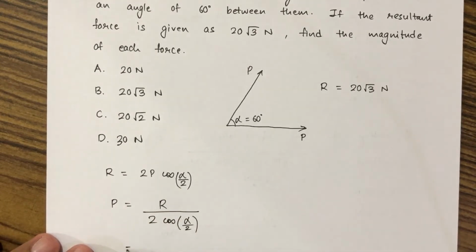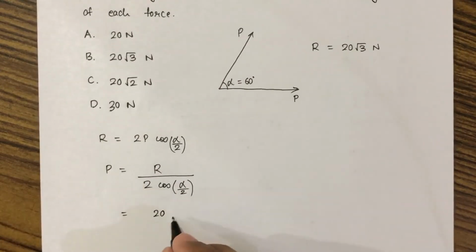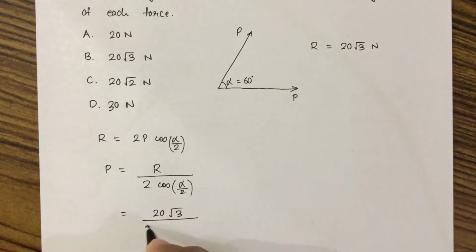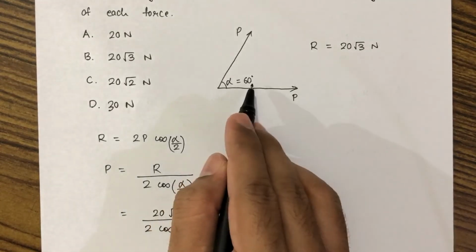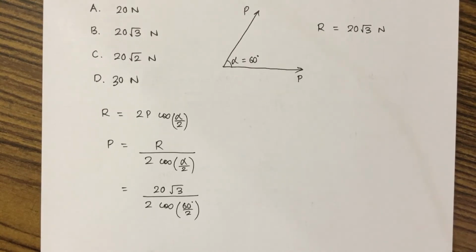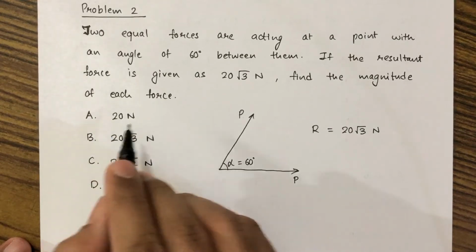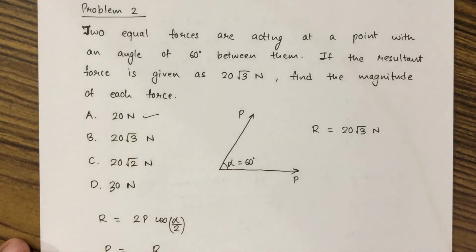And here we have the values now. R is 20 root 3 upon 2 cos alpha by 2, also we have alpha is 60 degree, so this will be 60 degree by 2. Now if you solve this on the calculator, we will get the value of this P as 20 Newton. So the correct option is option A, that is 20 Newton.